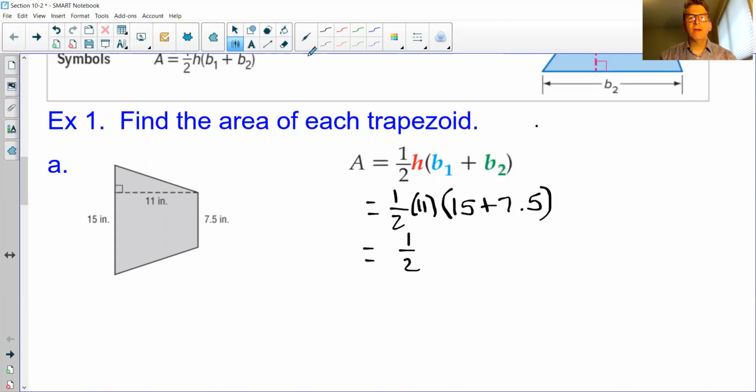1/2 times 11 is 5.5. And 15 plus 7.5 is 22.5. So the area of trapezoid, letter A, is 123.75 square inches.